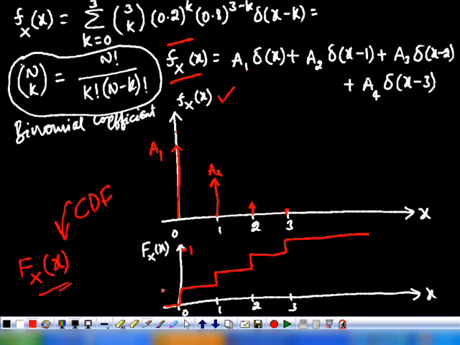What is this value? 0.5. This one, 0.8. Next. Finally, you will get.